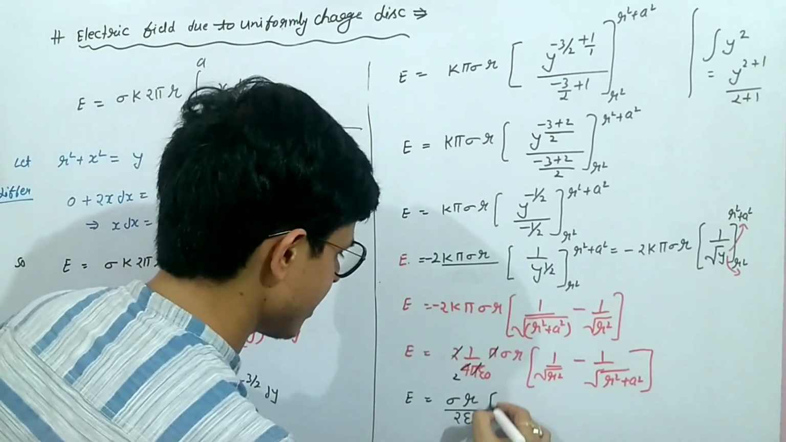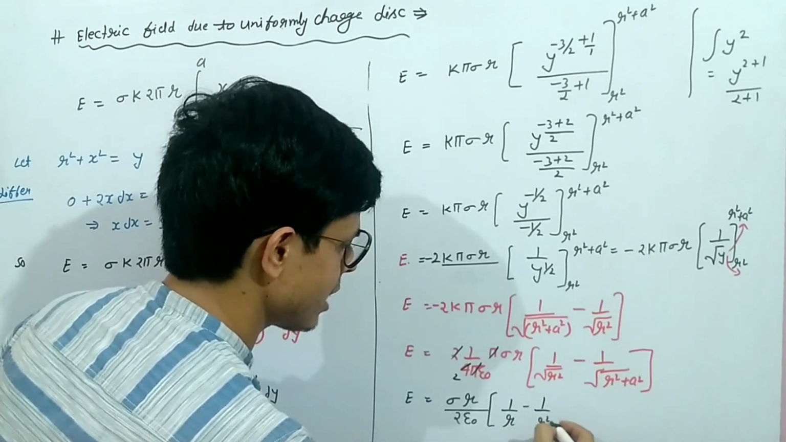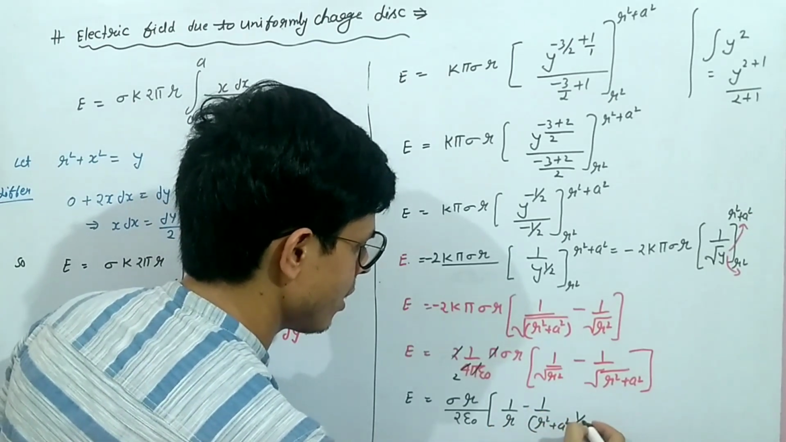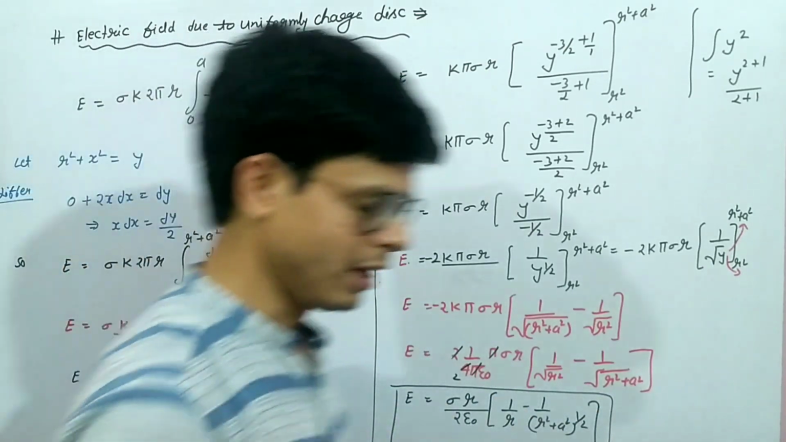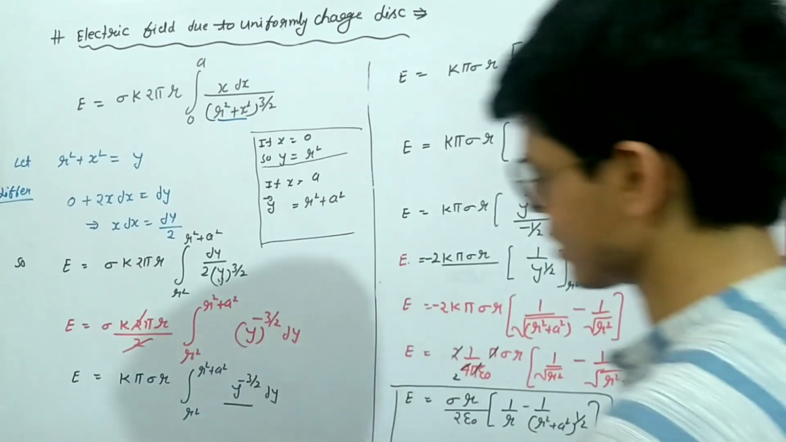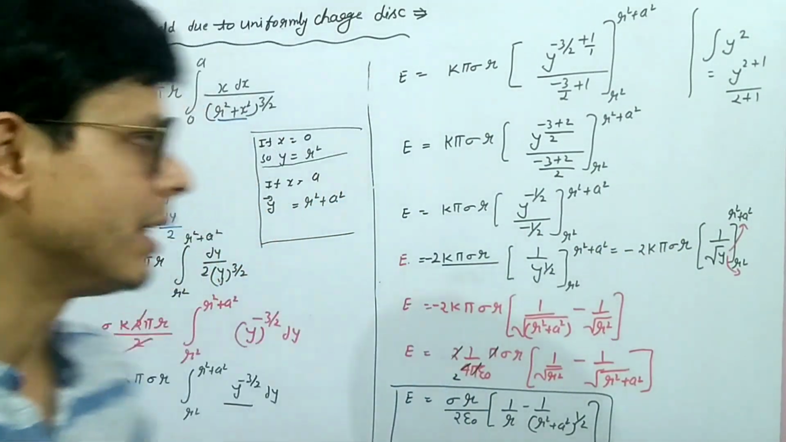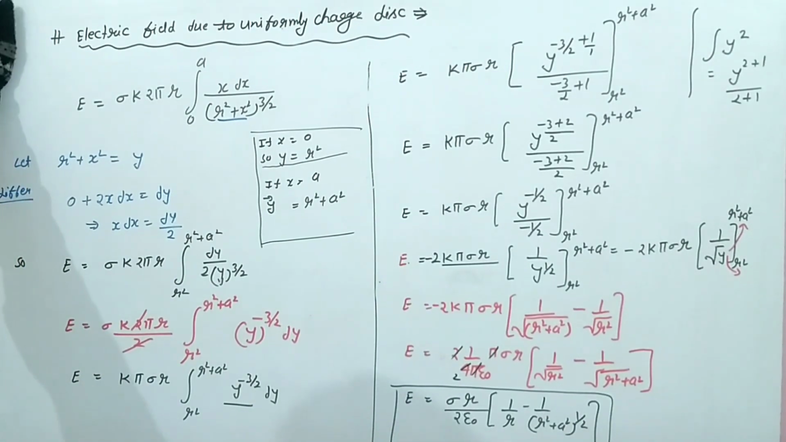Clear? Inside the bracket, 1 upon r square, r minus 1 upon r square plus a square to the power 1/2. This is the electric field due to a disk at its axis point. So this was the last derivation. You have to keep this point in your mind. This is very important for our competitive and board exam.